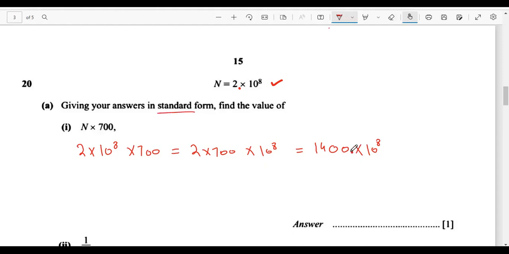Here is the decimal. 1, 2, 3 units to the left. So it would become 1.4 multiplied by 10 power. We have moved 3 units to the left, positive 3, and we had 10 power 8 already. Okay, so 1.4 would come here directly. And again, the bases are same. They are being multiplied, so powers would be added. 10 power 3 plus 8 would be 10 power 11. So this is going to be the answer.